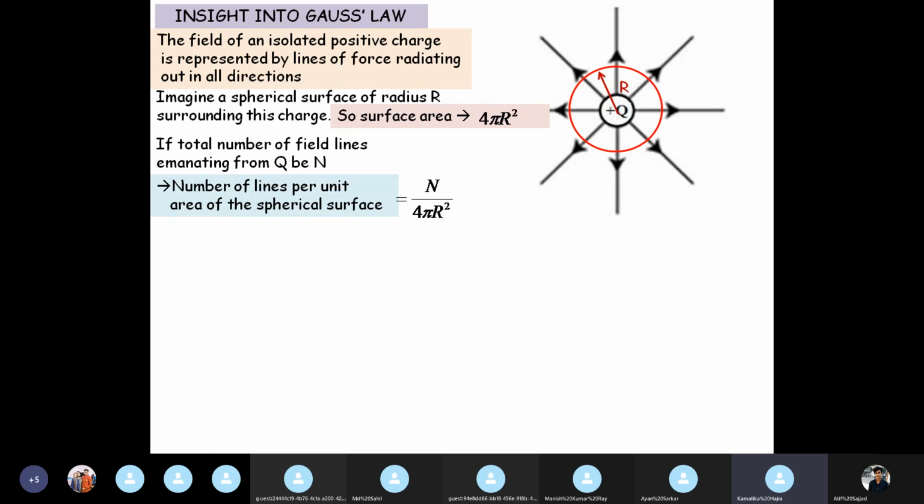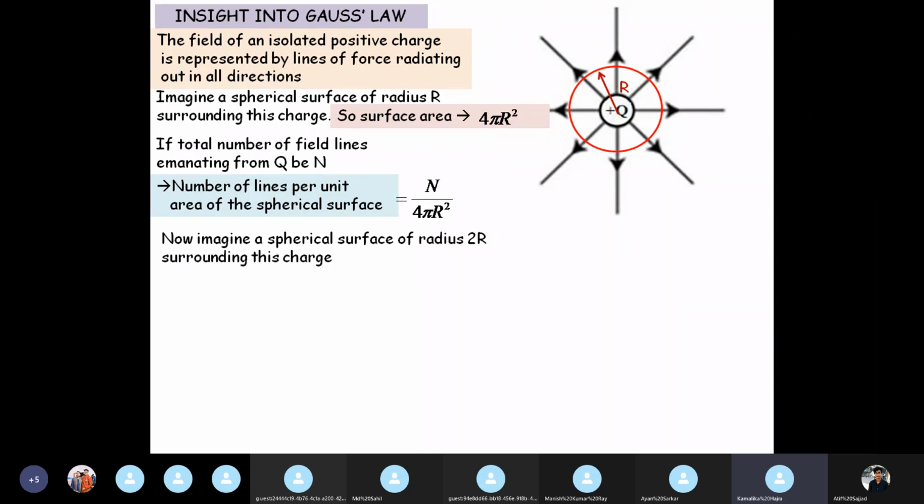So the number of lines per unit area of the spherical surface, that is, remember the density of the lines of force that we were talking about in the previous slide, is given by capital N by 4 pi r square. Total number of lines divided by total surface area. So number of lines per unit area is N by 4 pi r square. Clear?